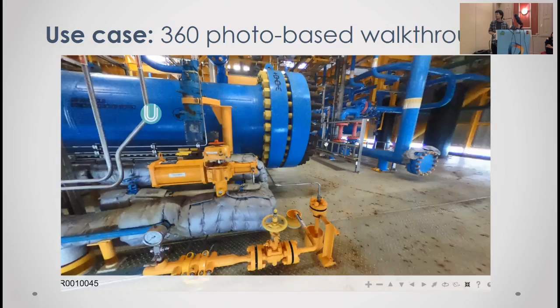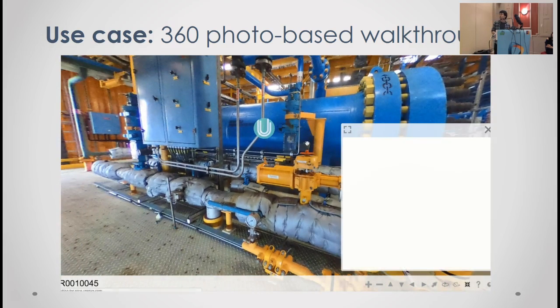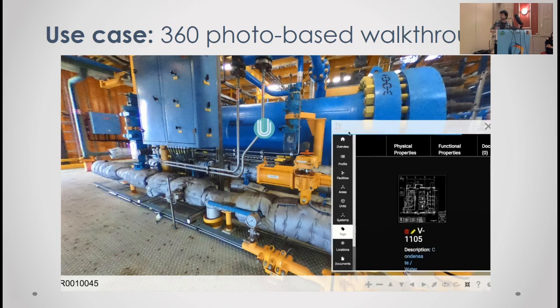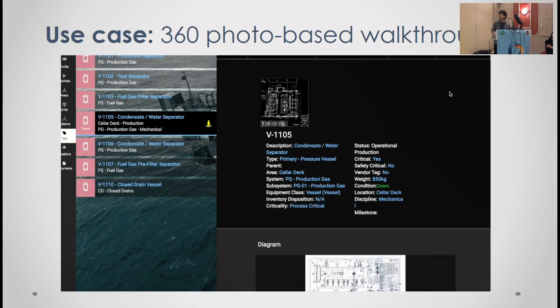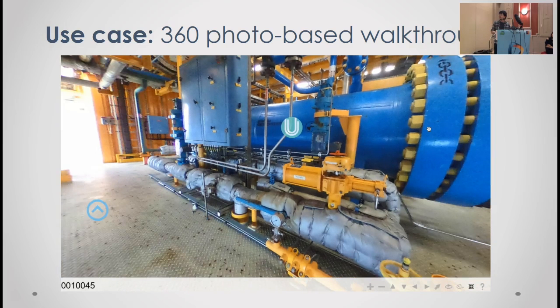And also, we can find some assets with some tag data, and we can interact with it. We can bring up the data about it. We have all the data here, including the P&ID diagram, and we can also close this and go back to the walkthrough and continue exploring.